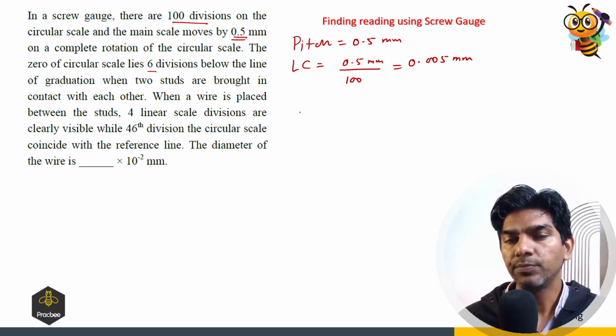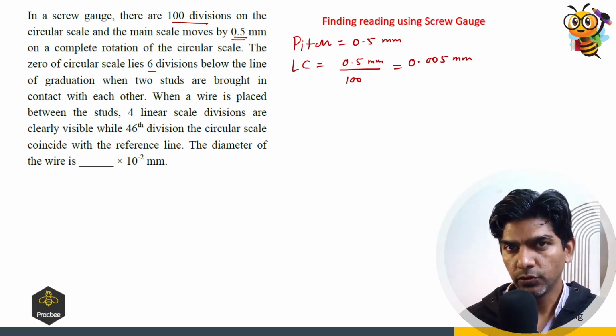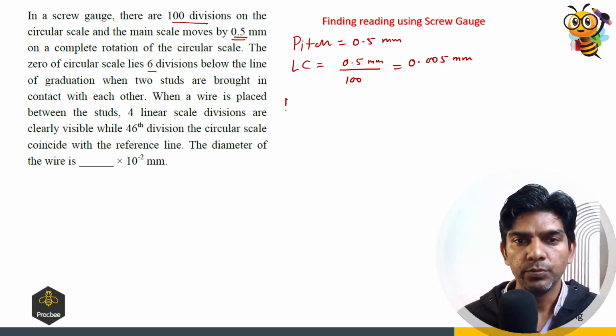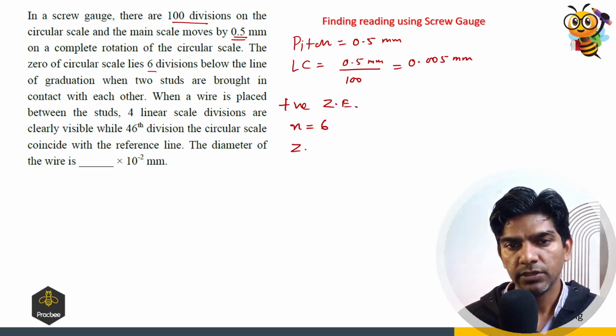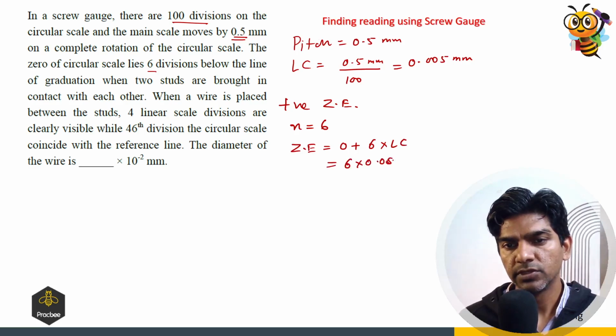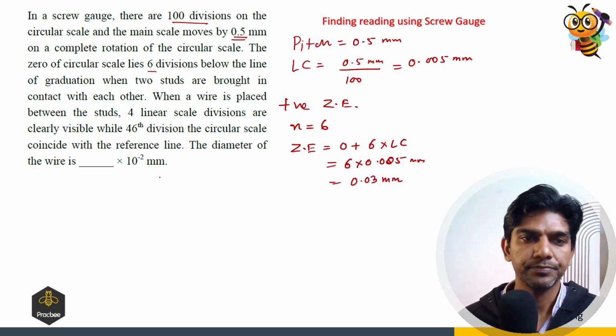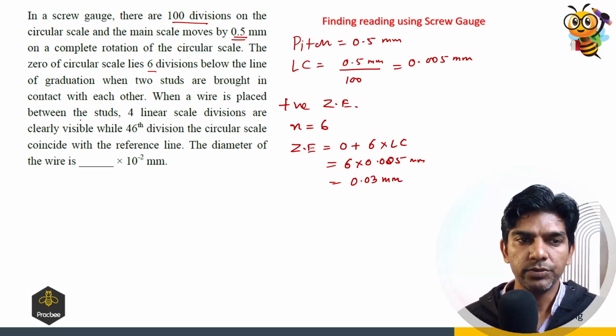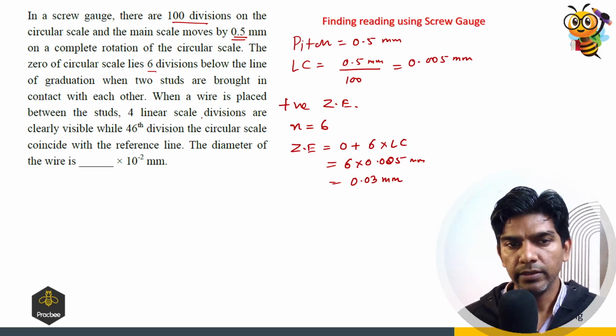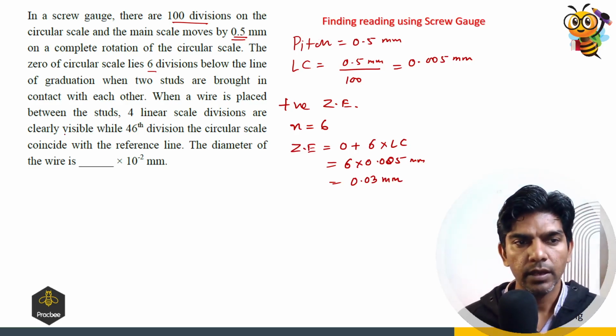So it means we have a positive 0 error because 0 is below the reference line. So positive 0 error. And n is given as 6. So 0 error will be 0 plus 6 times the least count. So 6 times 0.005 millimeter. So that will be 0.03 millimeter. When wire is placed between the studs, 4 linear scale divisions are clearly visible.